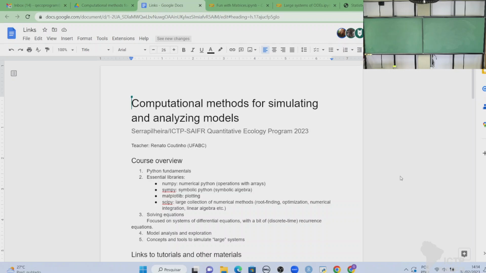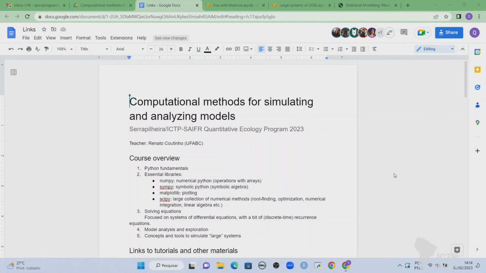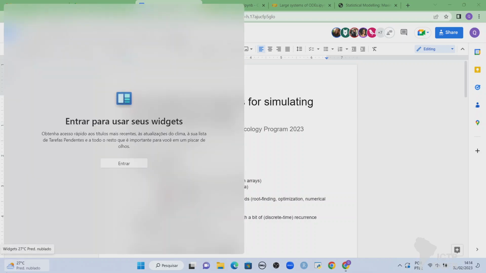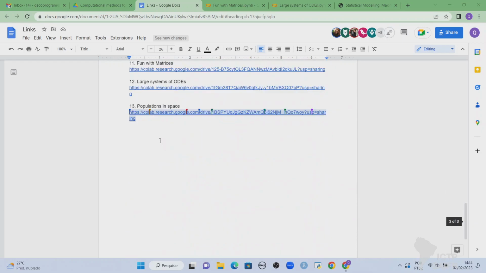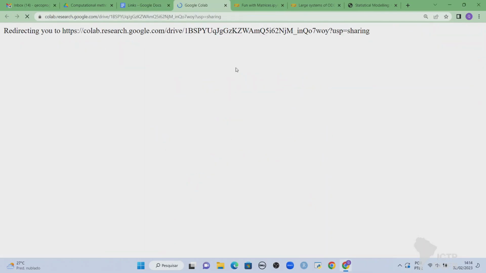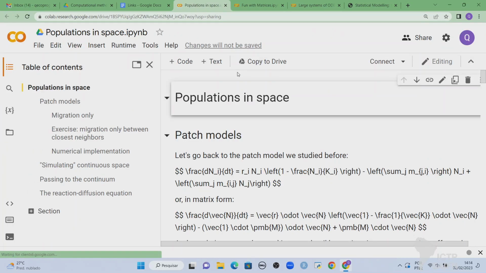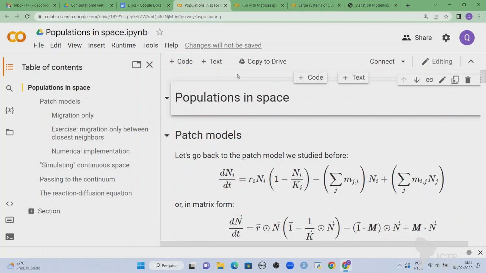Let's do that, and then we are going to talk a bit about diffusion. So this is the idea today. Let's go. Okay, here it is, populations in space. The first thing, let's go back to yesterday, to our patch models.